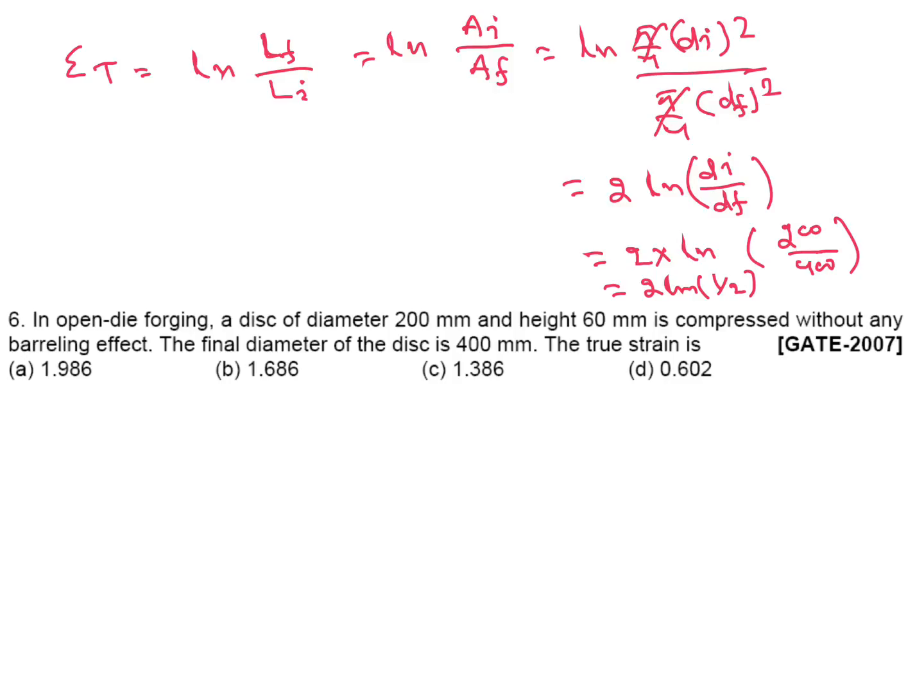So the final answer is 2 into ln 1 by 2. It's minus 0.69 into 2. You will get minus 1.386. C is our answer.